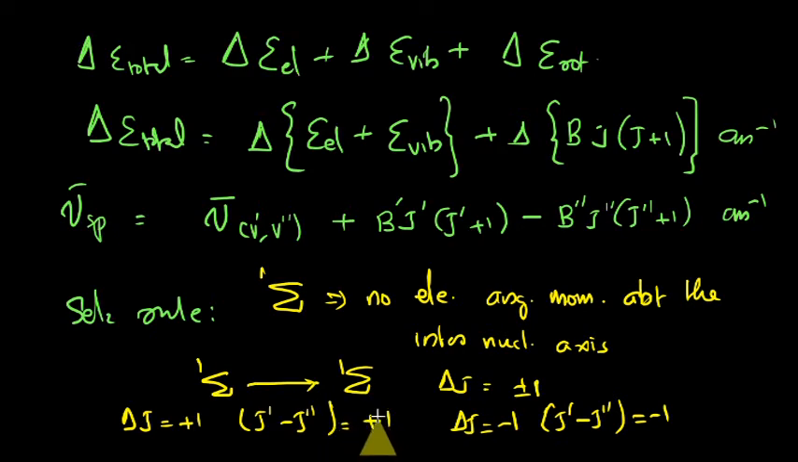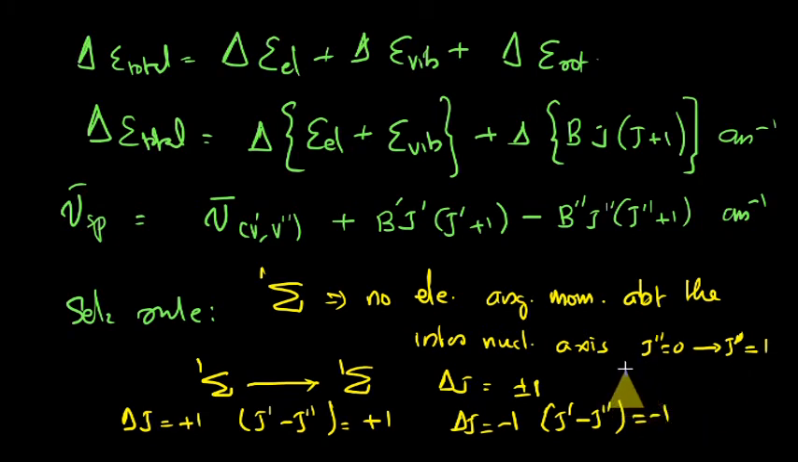Delta J is equal to plus 1. Can you give an example of a delta J is equal to plus 1 transition? It means that when the electronic transition occurs, there will be an accompanying rotational transition, and during this rotational transition, the quantum number is increased. That is why we say delta J is equal to plus 1. It means a transition from J double prime is equal to 0 to J prime is equal to 1, or J double prime is equal to 1 to J prime is equal to 2. All these are delta J is equal to plus 1 transitions.